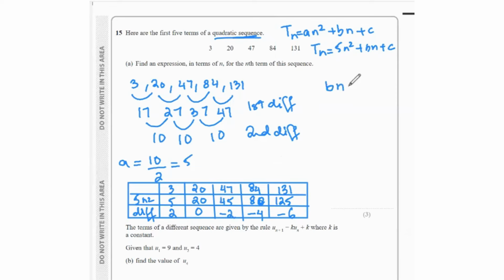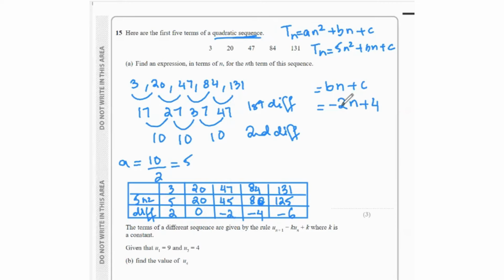For bn plus c, b is going to be negative 2 because the difference between these differences is negative 2. We're subtracting 2 from each side. So negative 2n plus 4. Because negative 2 times 1 is negative 2 plus 4 is 2. Negative 2 times 2 is negative 4 plus 4 is 0. Negative 2 times 3 is negative 6 plus 4 is negative 2. Then negative 2 times 4, negative 8 plus 4 is negative 4, and so on.